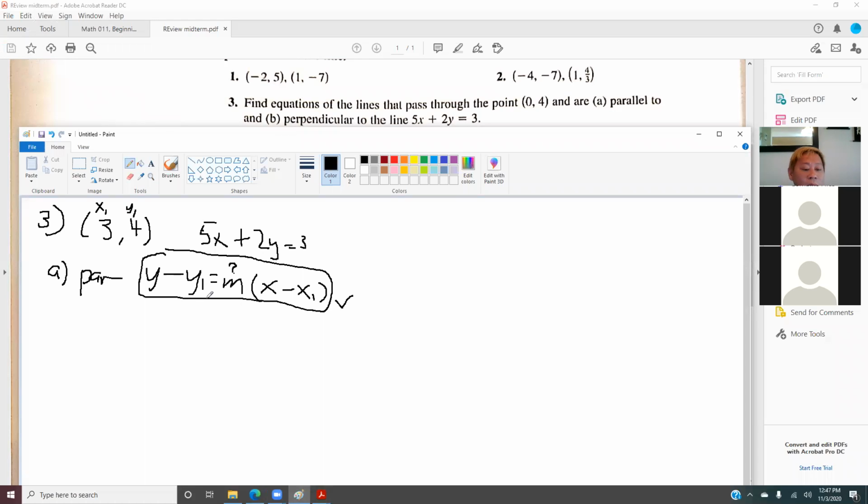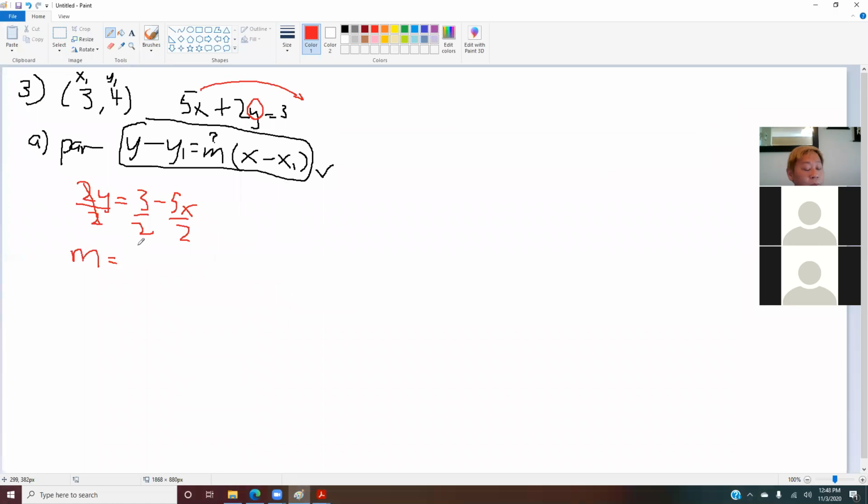2y is equal to? So you solve for y. Yes, here you have to solve for y. So you move the 5x over, and you get 2y is equal to 3 minus 5x. And then you divide everything here by 2. You solve for y, like what we did just now. And now you know your slope in this case. What is your slope? Minus 5 over 2. Yes, this is your slope.